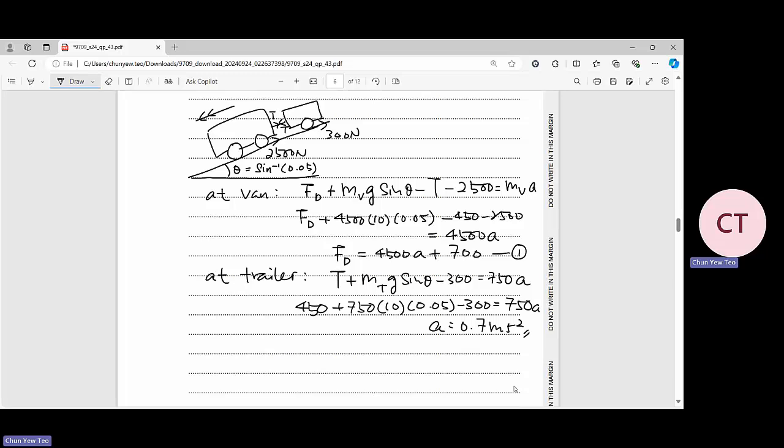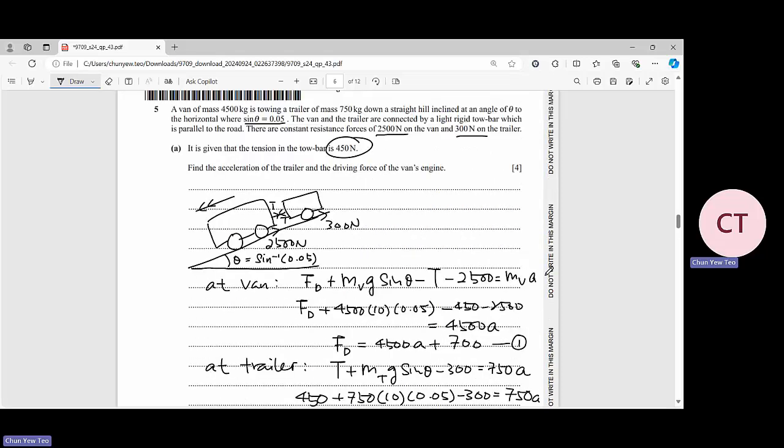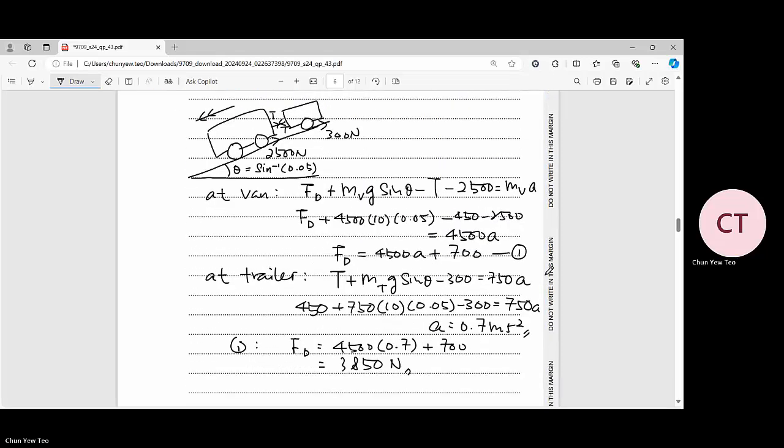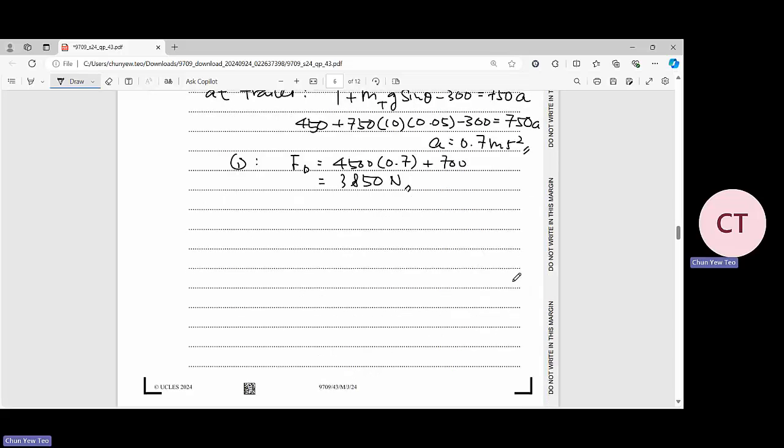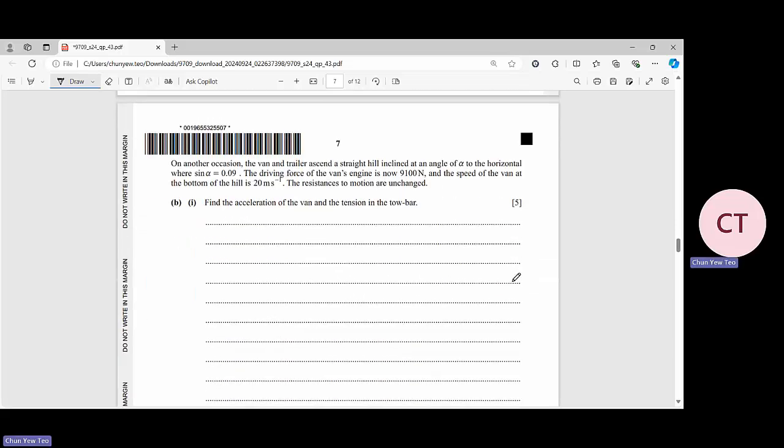Now we can put this answer into the first equation. If you put it in, you will get 4,500 multiplied by 0.7 plus 700. Press a calculator and you get the answer as 3,850 Newton. Done. This is the answer for question 5a. Now we're moving on to the b.